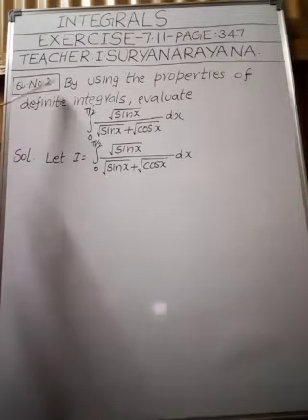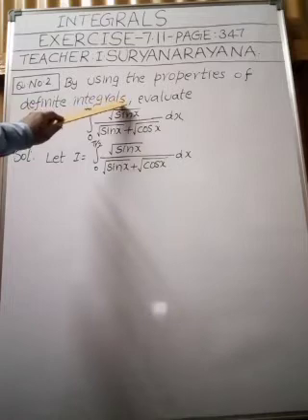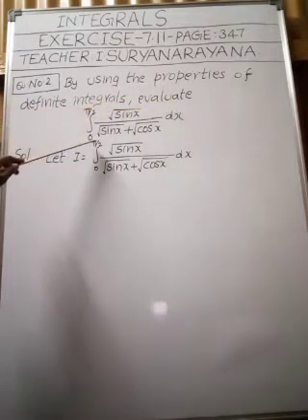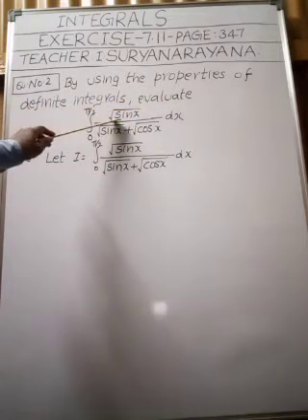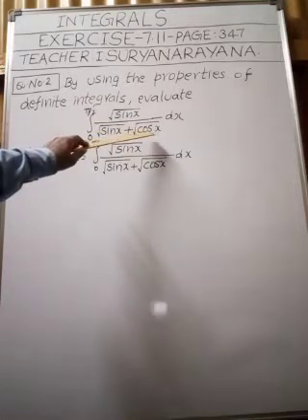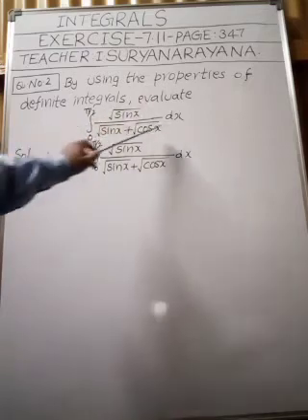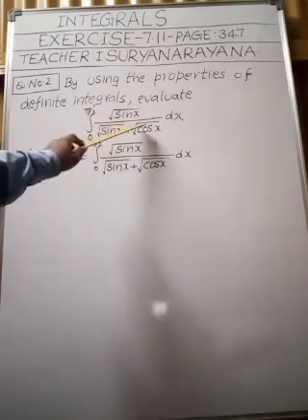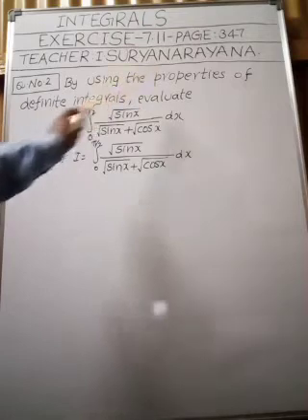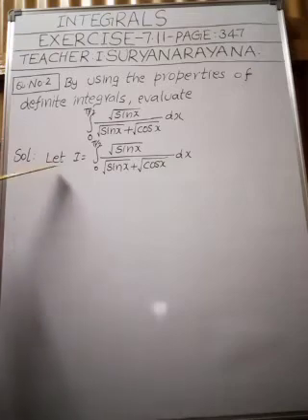Now come to question number 2. By using the properties of definite integrals, evaluate the integral from 0 to pi by 2 of root sin x divided by root sin x plus root cos x dx. Here also we have to evaluate the definite integral of this function by using the properties of definite integrals. Okay, my children, understood this question? Right. Come to the solution part.